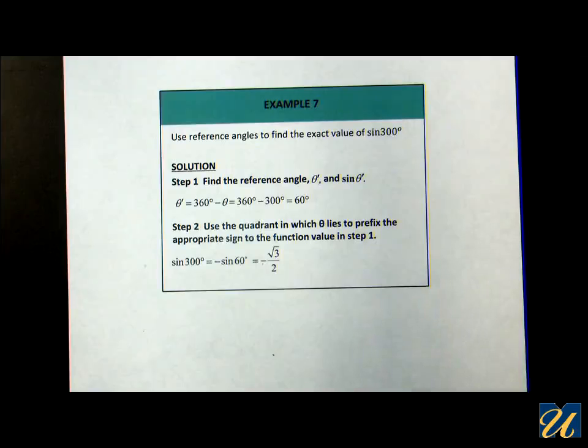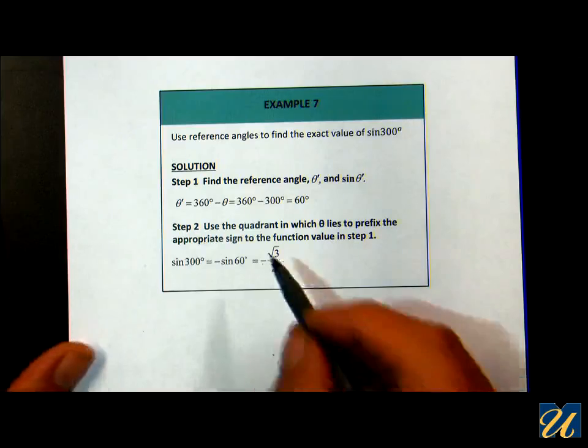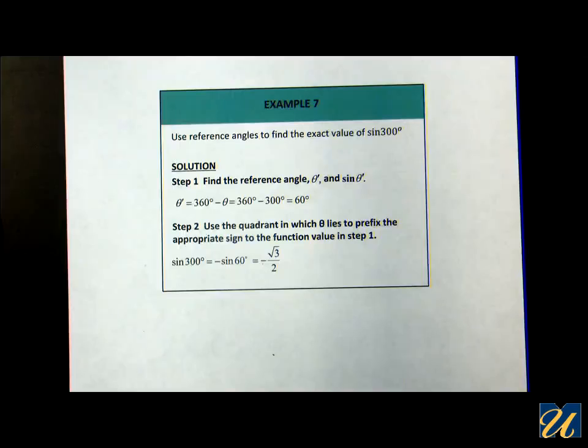Say, for example, we were doing the tangent, and the tangent involves y and x. In the fourth quadrant, y is negative and x is positive, so again that ratio would be negative, so we'd have a minus sign on there. The value would be different than root 3 over 2, but again the trig function would be negative.